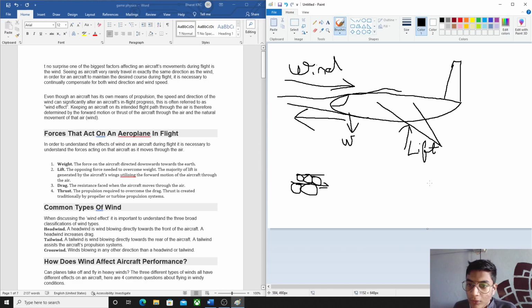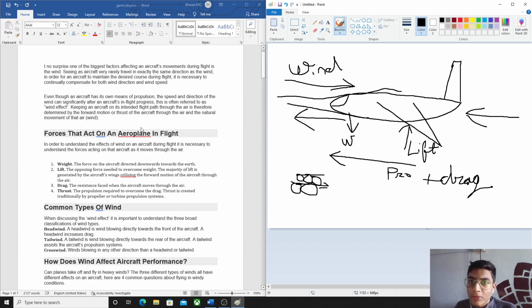Then thrust, which is the propulsion applied by the aircraft, which is mainly due to the engines of the aircraft. And if the wind is in this direction, then it may have some effect, that is propulsion plus drag.